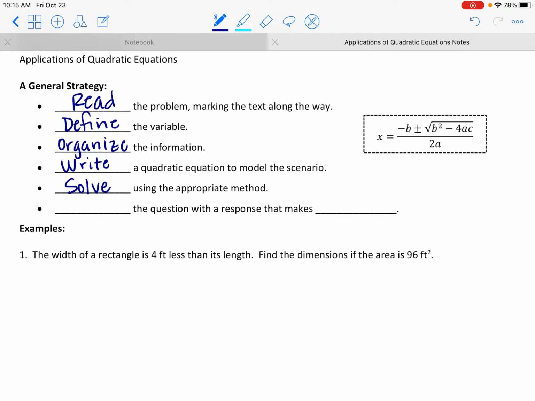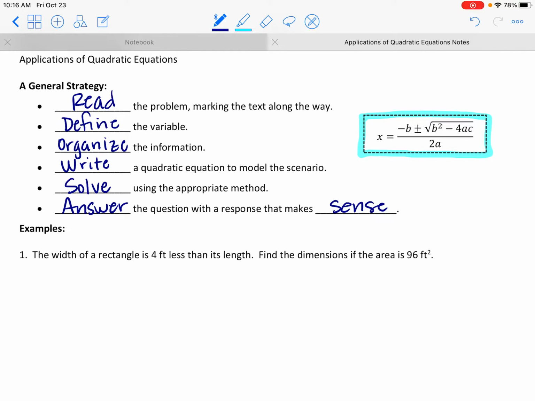And I even put the quadratic formula on your note sheet here, so that you have that to reference if that's not already committed to memory. Okay. The last piece is once we solve, since we're looking at a contextual situation here, we want to make sure that our answer makes sense and that we answer the question with an answer that makes sense.